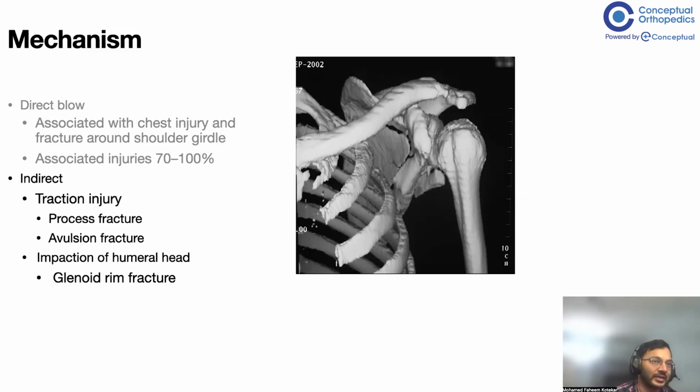Of course, most of these are taken care of by our arthroscopy colleagues, where they can either elevate or augment them with the help of a Latarjet procedure.